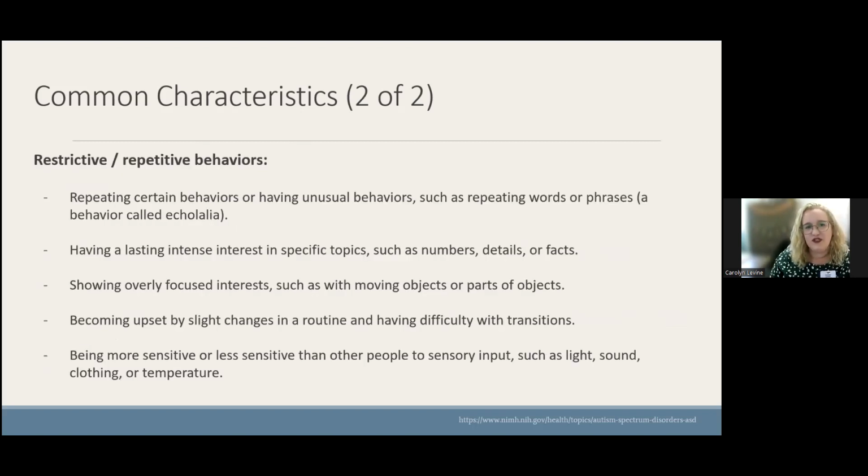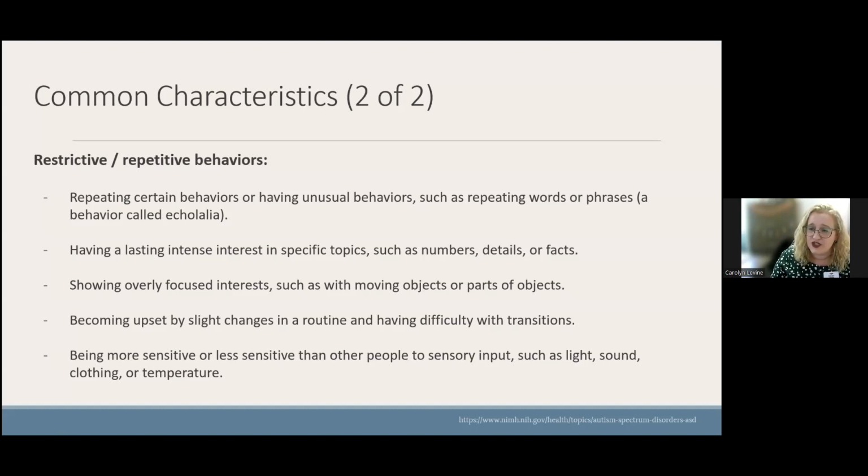So more about restrictive and repetitive behaviors. This could be anything from verbal repetitive behaviors, so repeating certain words and phrases, being really fixated on certain topics, like my individual who was really into Power Rangers, maybe getting very focused on moving objects. Sometimes in younger children, they want to line up their toys a certain way, or they want to have their room arranged a certain way. Getting upset by changes in routine.